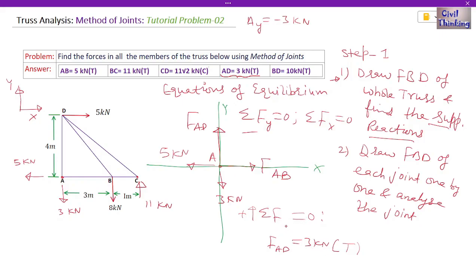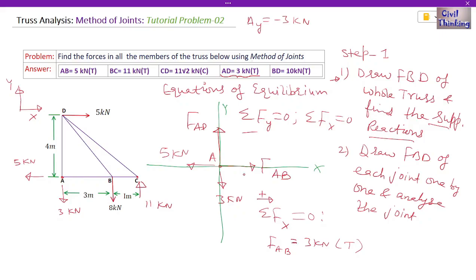Now let us apply summation of force along the x-axis to be 0. I'm assuming forces towards right are positive, okay. Now FAB is towards right, so it is positive. This 5 kilonewton is towards left, okay, so it is negative, minus 5 kilonewton. These are all the forces along the x-axis, so we equate it to 0, okay. Now from this equation, when we rearrange this, we will get force in AB to be 5 kilonewton. This is a positive value, so it is tensile, okay.